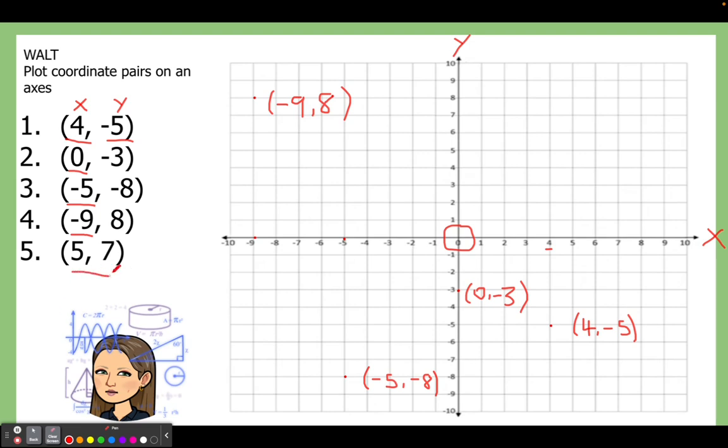Okay, last one here. They're both positive numbers. So we will start in the middle. We will go along our x-axis to 5. And then we are going up our y-axis to 7. I'm going to plot where they meet and label it.